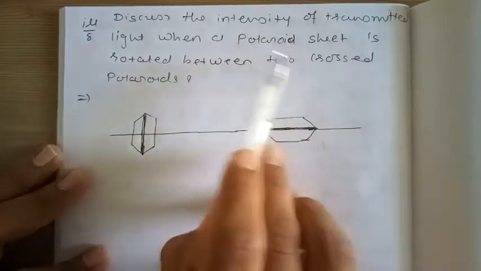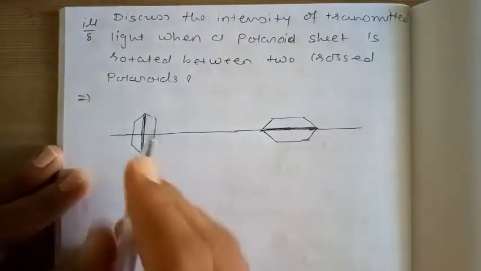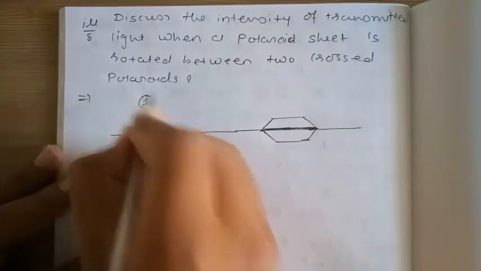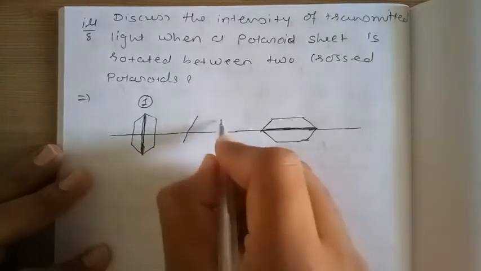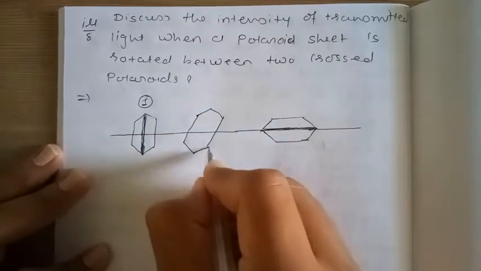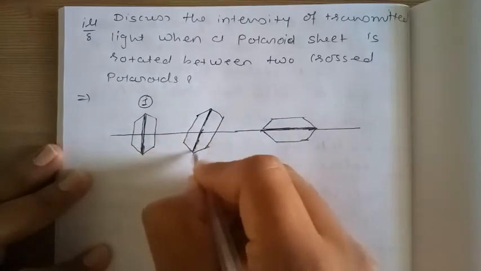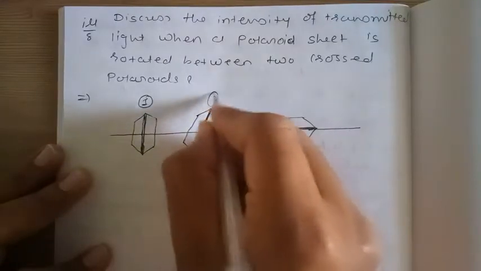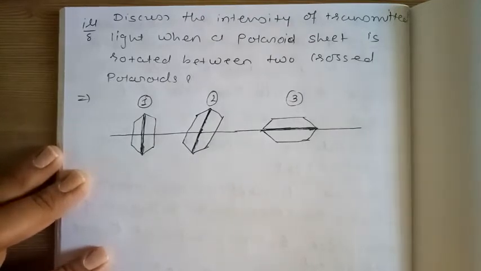Now the sentence is, when a Polaroid sheet is rotated between two crossed Polaroids. So here this is the first Polaroid. Here one Polaroid sheet is rotated between two crossed Polaroids. So the second Polaroid is this, right? This is second and this is third, right? Now here we have to find out the intensity.